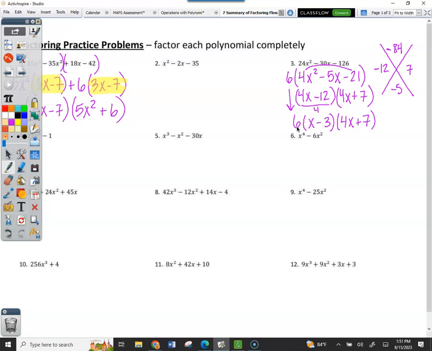Keep working through these. Show me green.